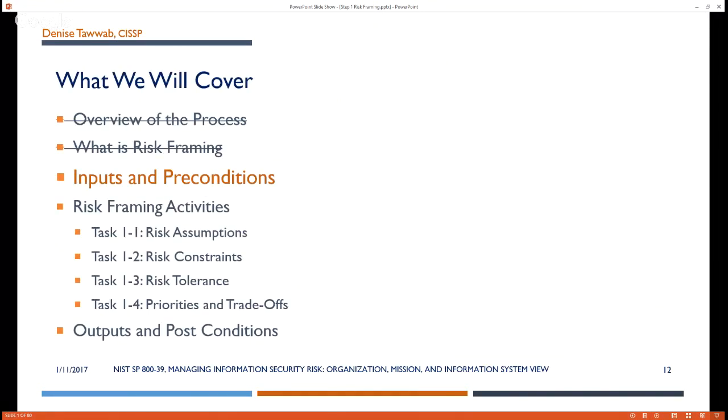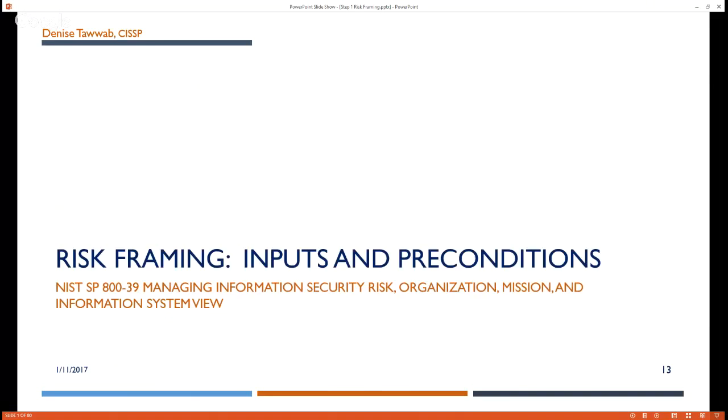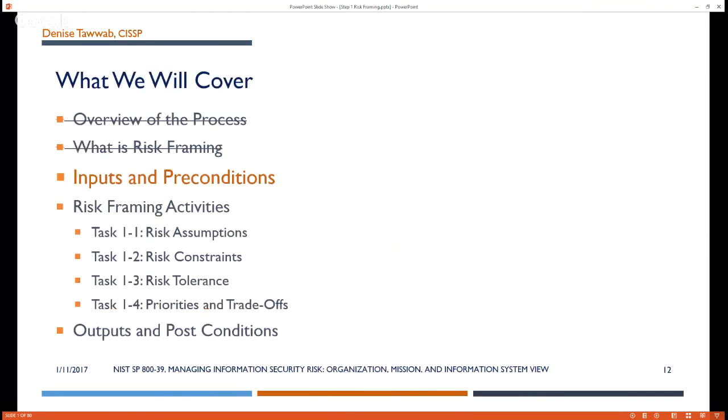Now we're going to go back to the risk management process and begin to talk about risk framing activities. For risk framing, there are four activities. Oh, I'm sorry, not activities. I'm jumping past inputs and preconditions. Let's go back to that. Inputs and preconditions.